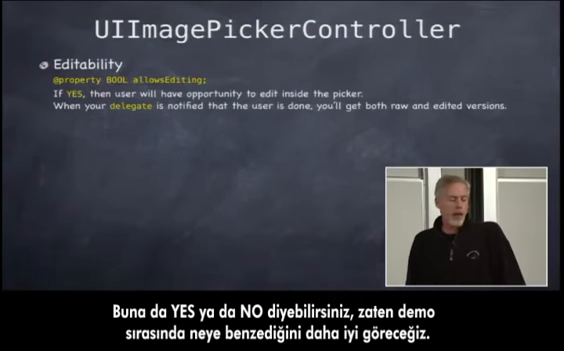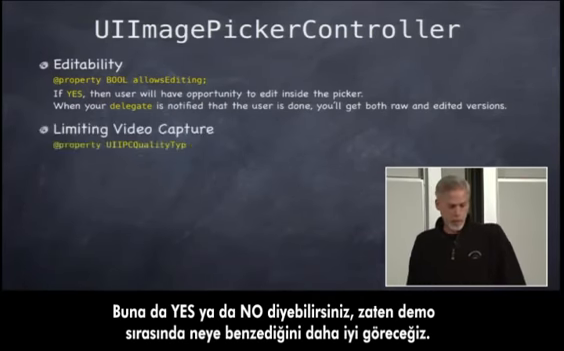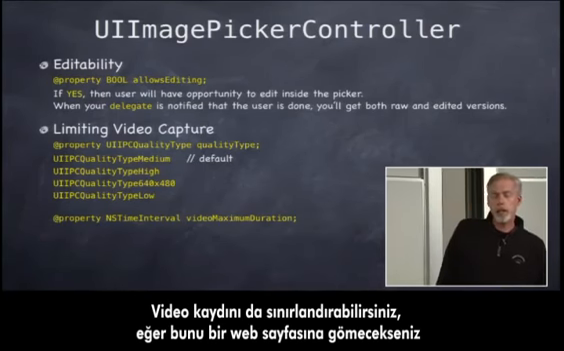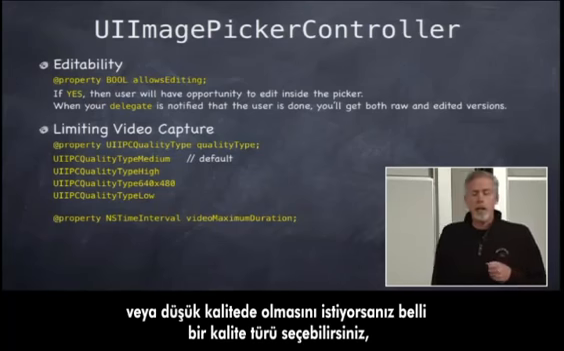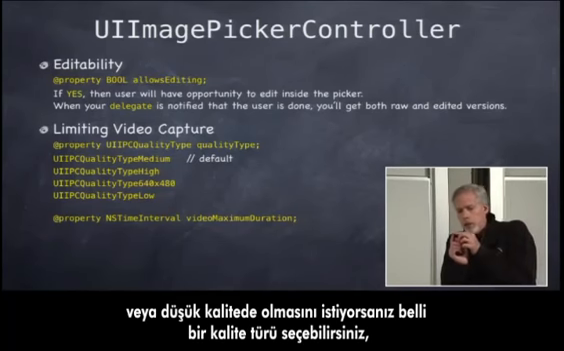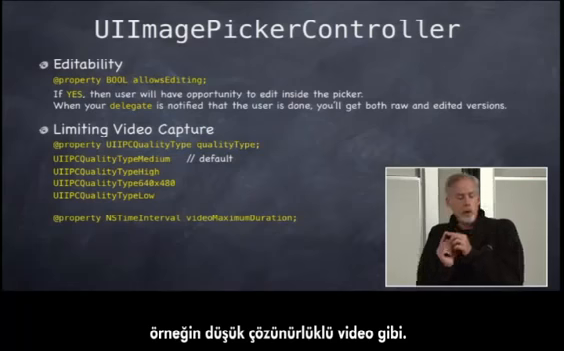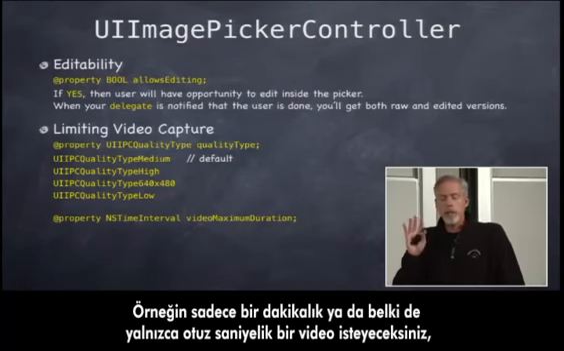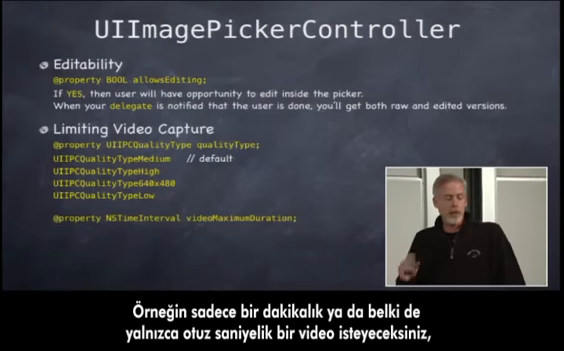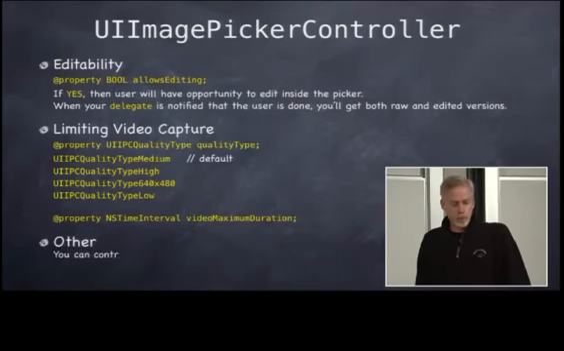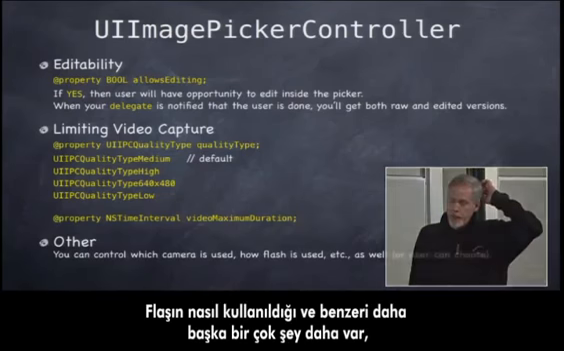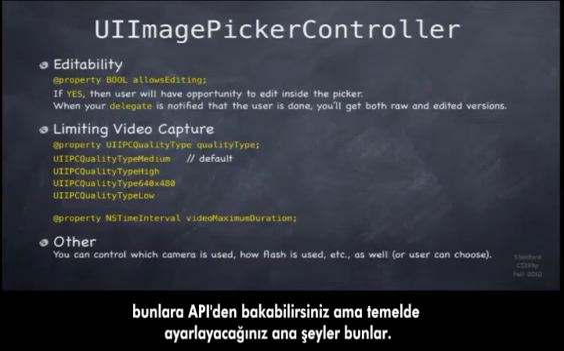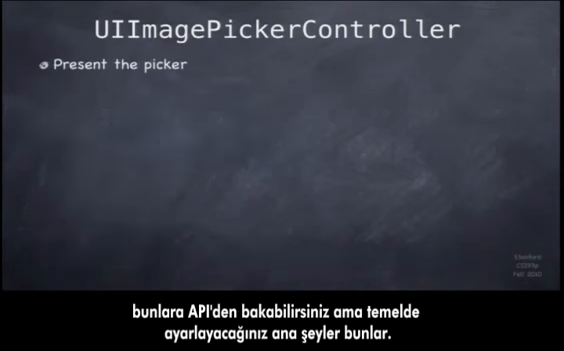And you can either have that be yes or no, and we'll see what that looks like when we do the demo. You can also limit the video capture either to a certain quality type, like low-res video, if it's something you're going to embed in a small thing in a web page, maybe you want it to be really low quality, and also time duration. You can say, I don't want more than a 1-minute snip of video, or even 30 seconds, so you can set that duration as well. There are a lot of other things, like how the flash is used, which you can check in the API, but these are the main things that you're going to set.